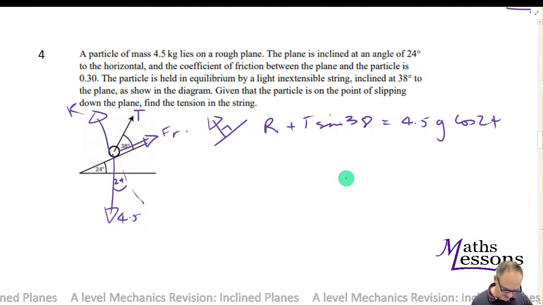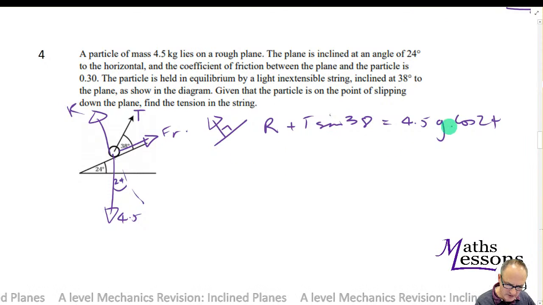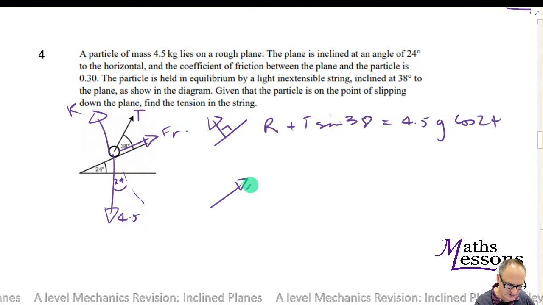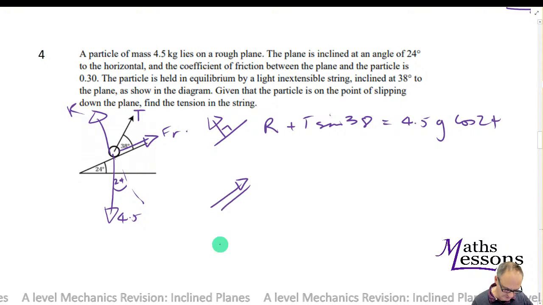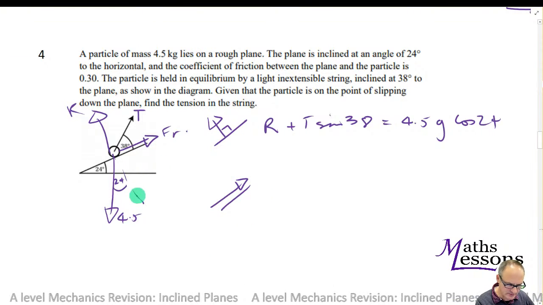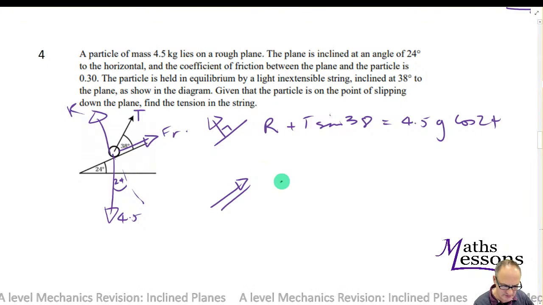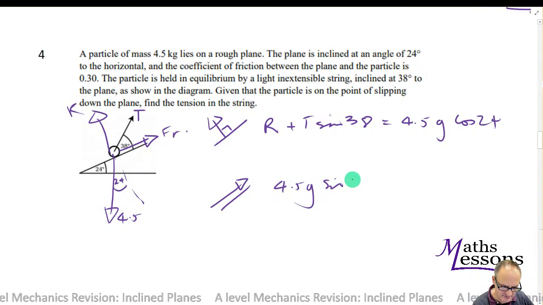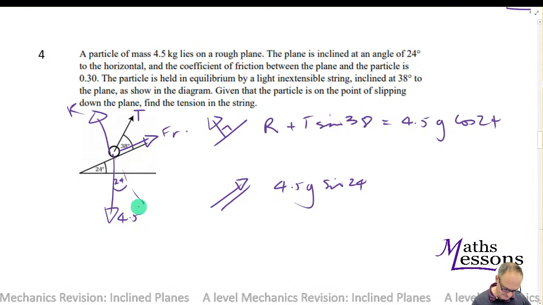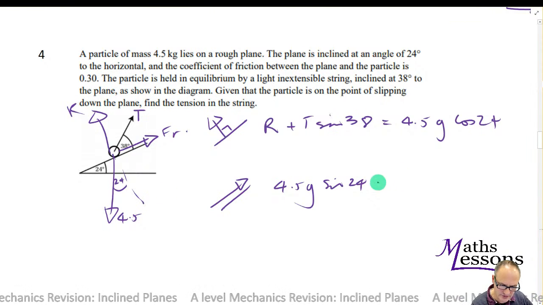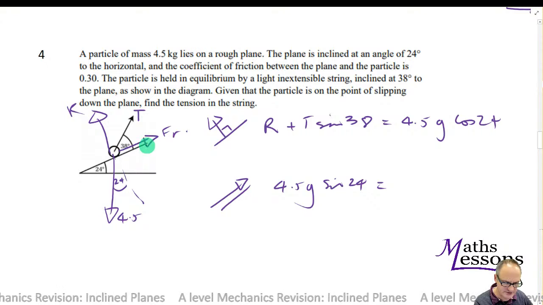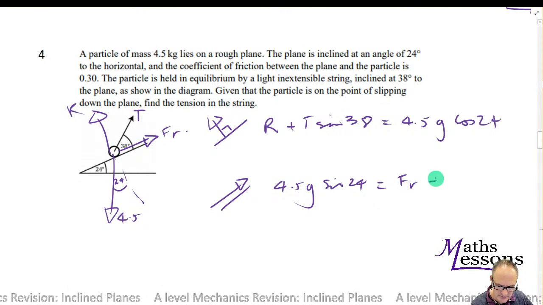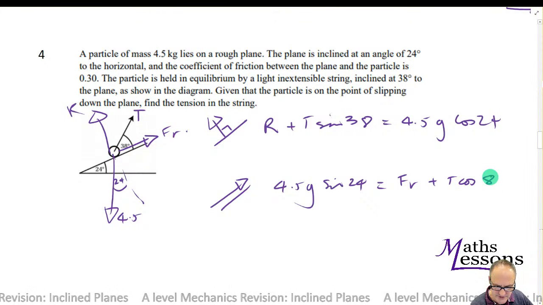So we've got that for our R. When you're setting up the problem, it's best to just set up all the things you know when you're not sure what's going on. So we're going to resolve parallel to the plane. What we've got is the 4.5 g times sine of 24 acting down the plane here, and that's going to equal the FR plus the T cos of 38. So we get FR plus T cos of 38.